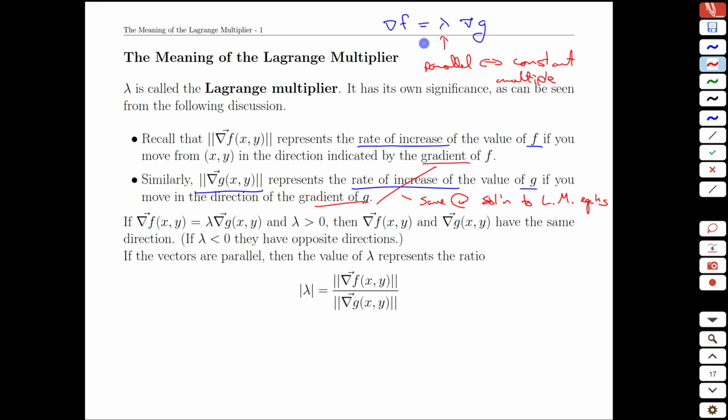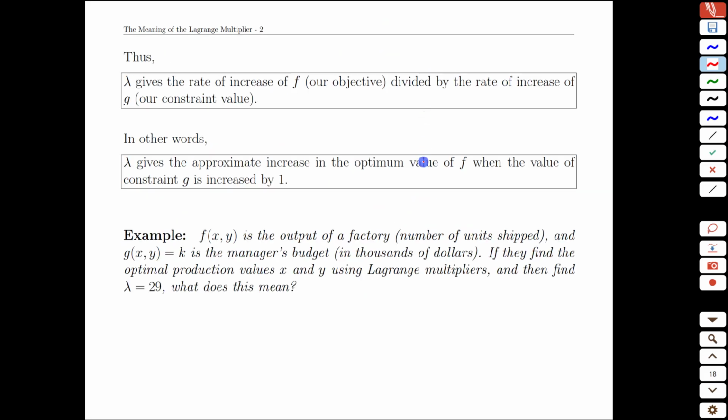So that's interesting. It means we can recast this by taking the magnitudes of everything here. And if we solve for lambda, it'll be an absolute value because we've taken magnitudes of everything. But this lambda somehow captures the rate of increase of f divided by the rate of increase of g. So that's an interesting reformulation, but not necessarily enlightening quite yet. Here are a couple of ways to recast that. Lambda gives the rate of increase of f divided by our rate of increase of g, and that is the value on the constraint. In particular, g of x,y equals k.